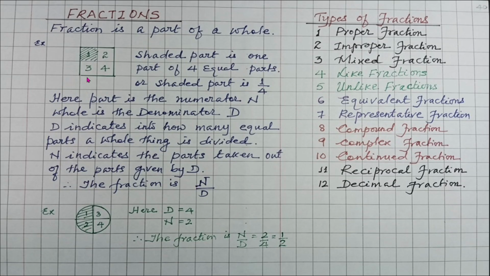D indicates into how many parts the whole is divided, and n indicates the number of parts chosen from the equal number of parts. Now here is one more example. A circle is divided into four parts, and two parts are chosen. Therefore d is 4, n is 2, so the fraction is n upon d, which is 2 upon 4. If I take the HCF of 2 and 4, it is 2. Dividing by 2, we get 1 upon 2. Therefore the fraction is 1 upon 2. It's a simple thing for us to remember. It's a very important part of mathematics.